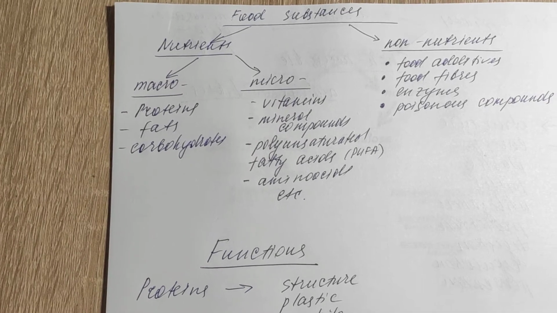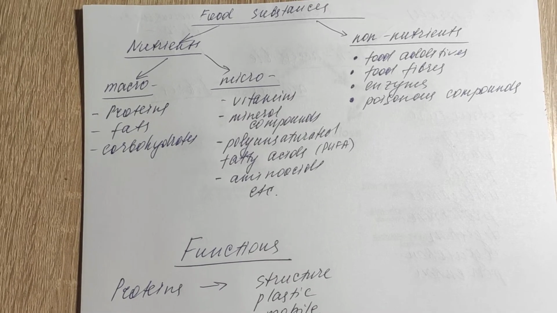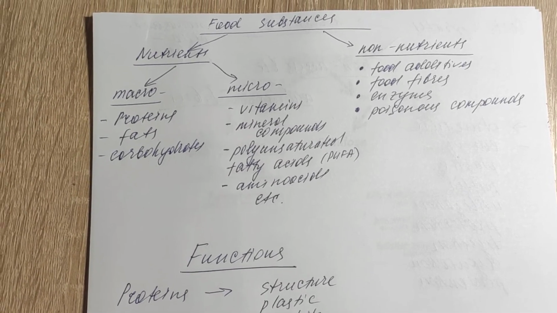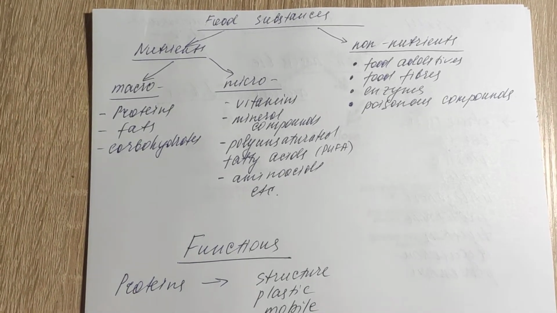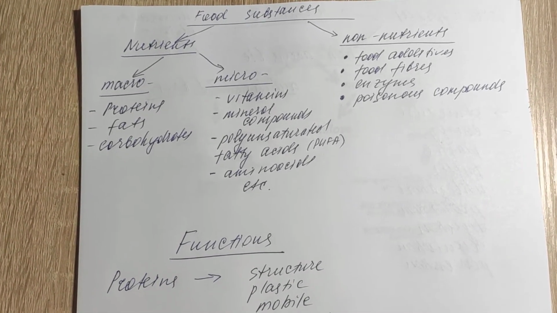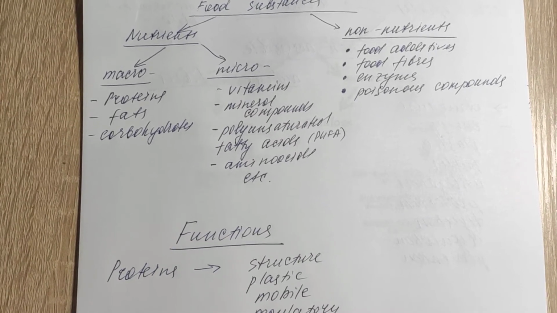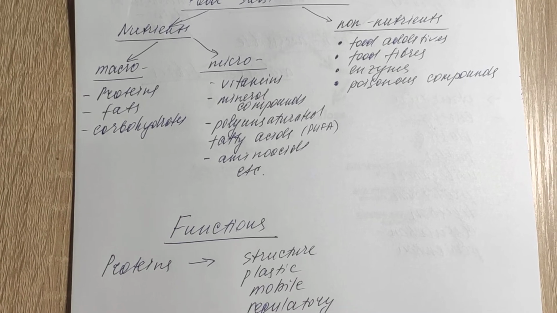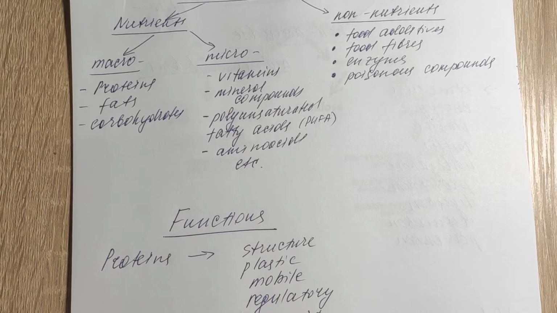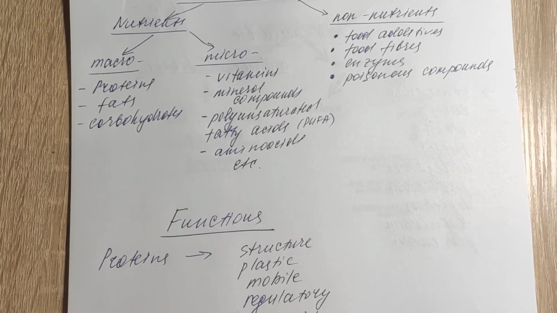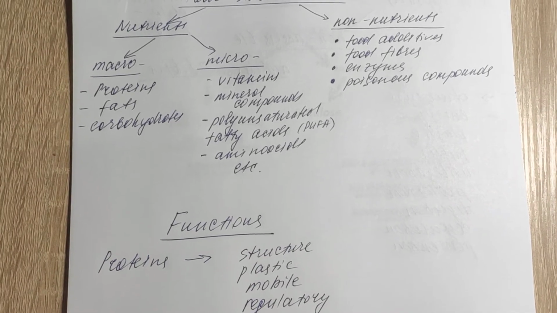Before we talk about the methods of assessment of nutrition of different collectives, we need to remember from biochemistry and physiology the food substances and their functions. All food substances are divided into nutrients and non-nutrients, so giving something positive and non-giving. Non-nutrients are like food additives, food fibers, enzymes, poisonous compounds, etc. Nutrients are divided into macro and micronutrients.